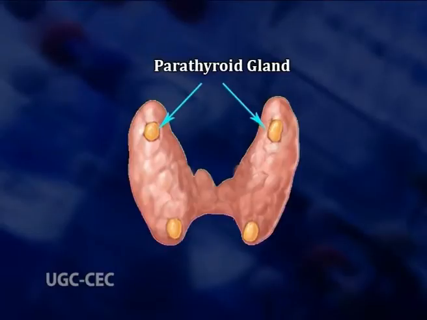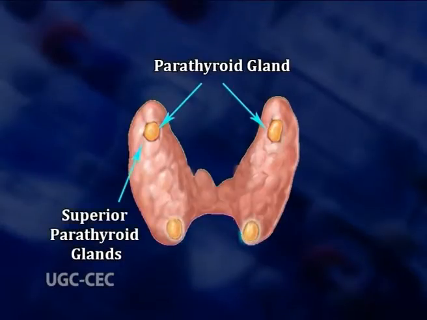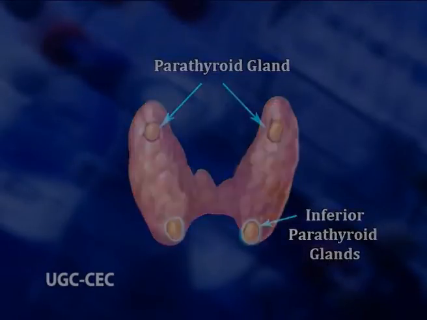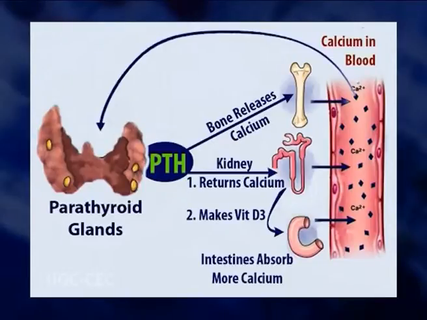There are typically 4 parathyroid glands. The 2 parathyroid glands on each side which are positioned higher are called the superior parathyroid glands, while the lower 2 are called the inferior parathyroid glands. The parathyroid gland secretes PTH, that is parathyroid hormone. PTH increases blood calcium by stimulating bone calcium release into the bloodstream and by increasing the calcium absorption rate in the gastrointestinal tract and kidneys.